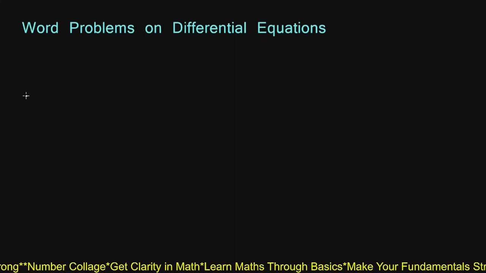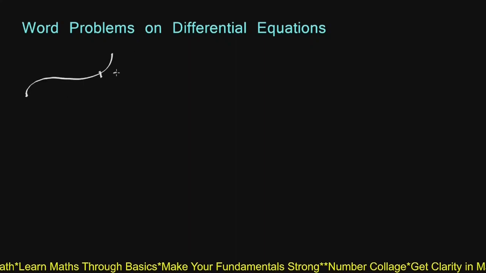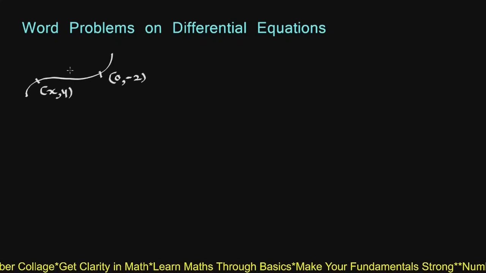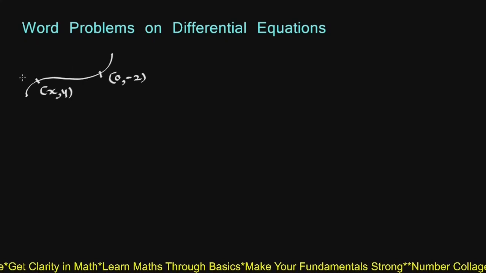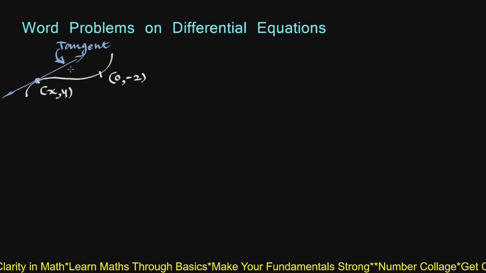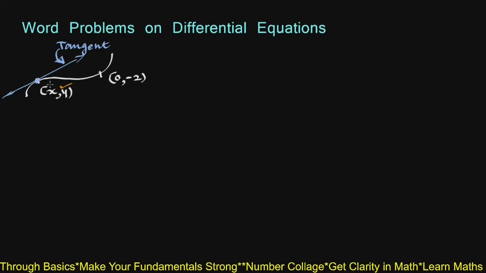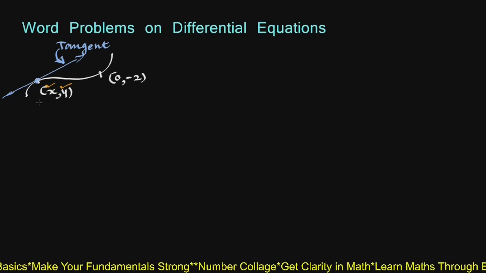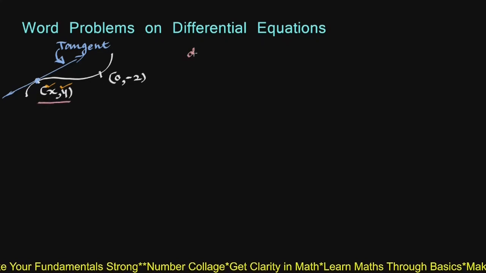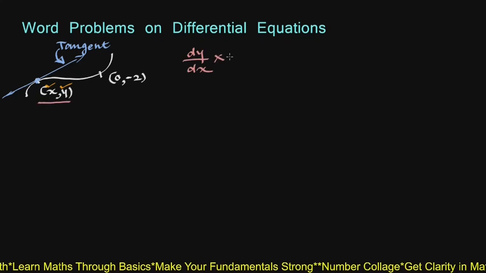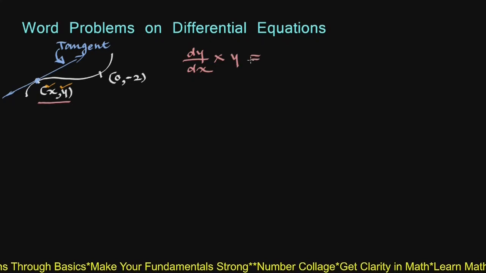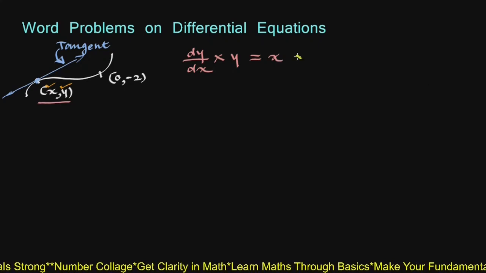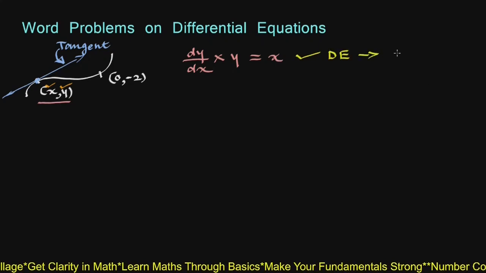Find the equation of a curve through the point (0, minus 2), given that at any point (x, y) on the curve, the product of the slope of its tangent and the y coordinate of the point is equal to the x coordinate of the point. We know that the slope of the tangent at point (x, y) is dy by dx, multiplied by the y coordinate, that is y, equals the x coordinate of the point, that is x. So this is the differential equation that we have to solve.